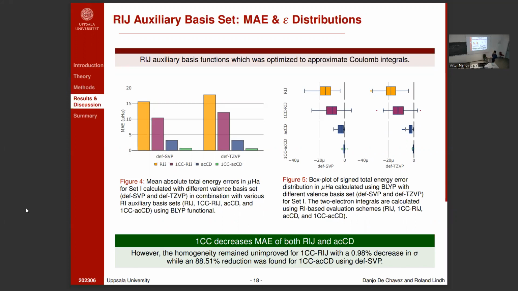So that's naturally the choice of your valence basis set. RIJ is an auxiliary basis set wherein you optimize it to approximate the Coulomb integrals.